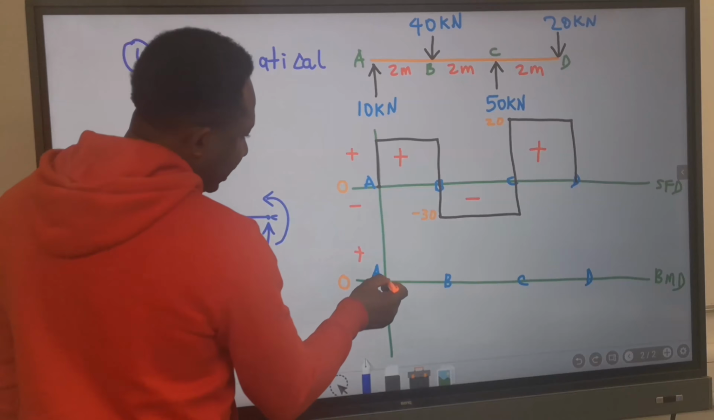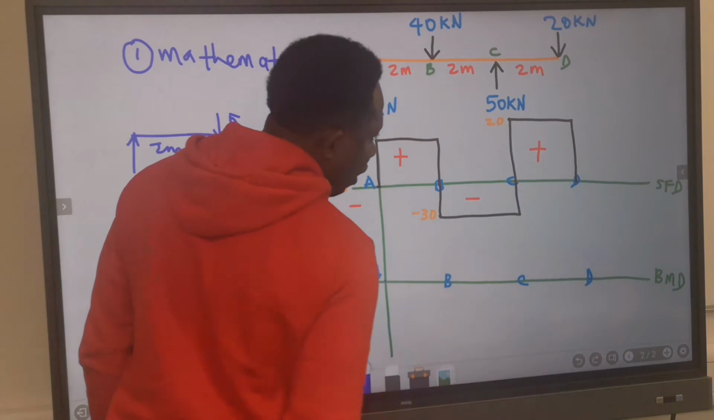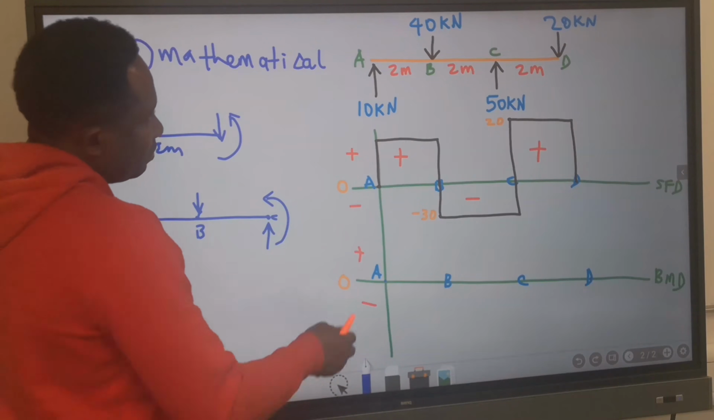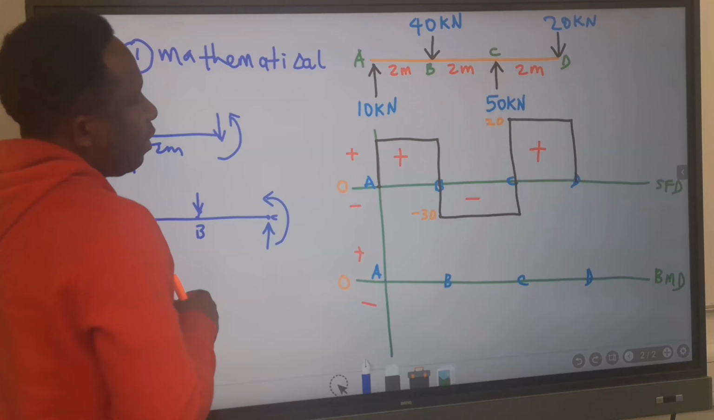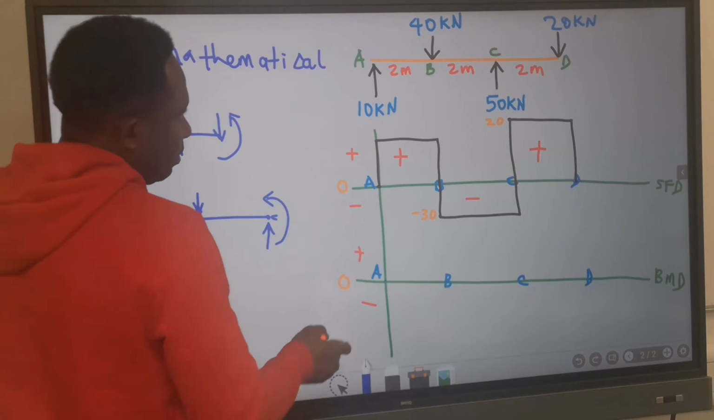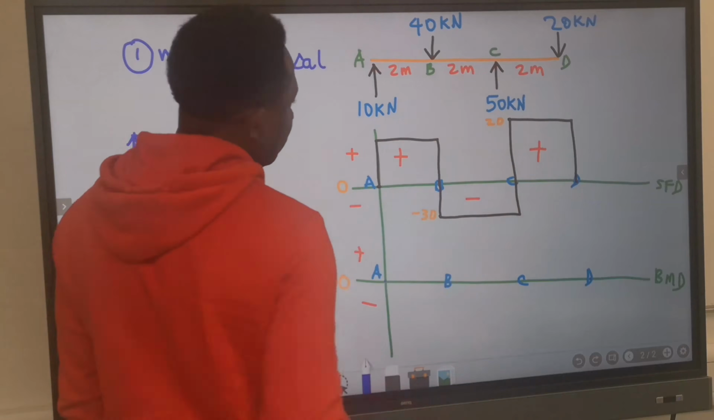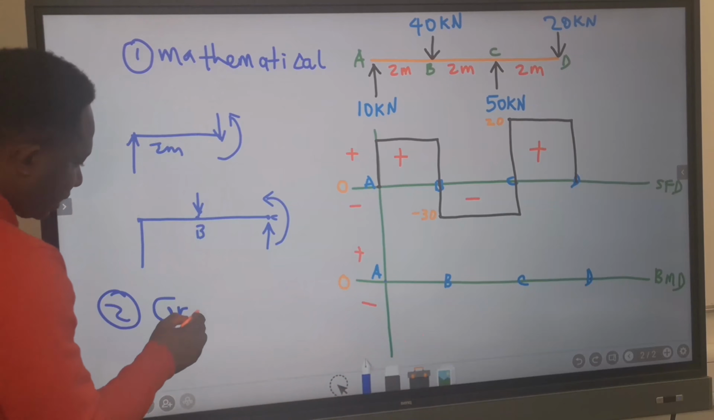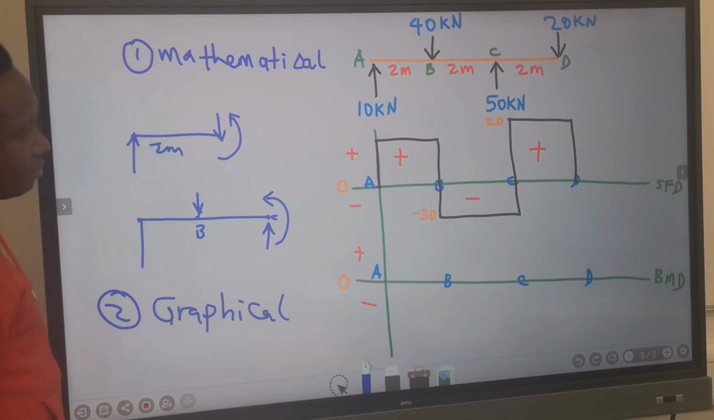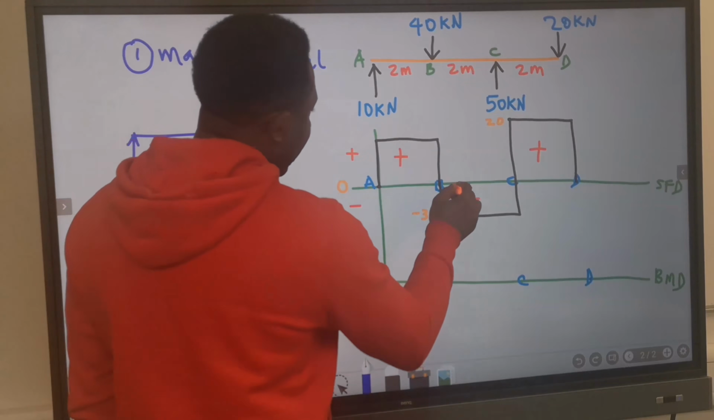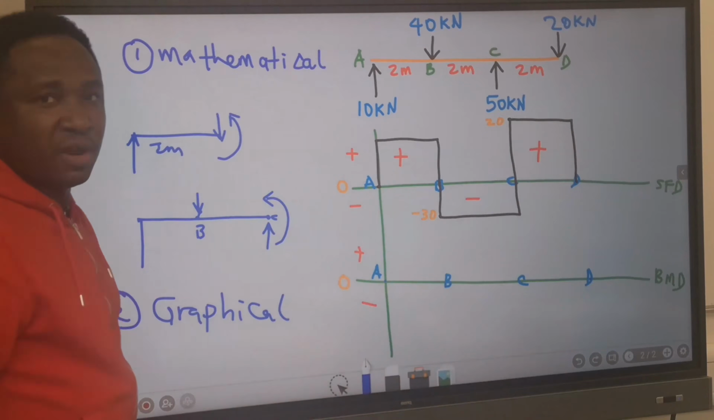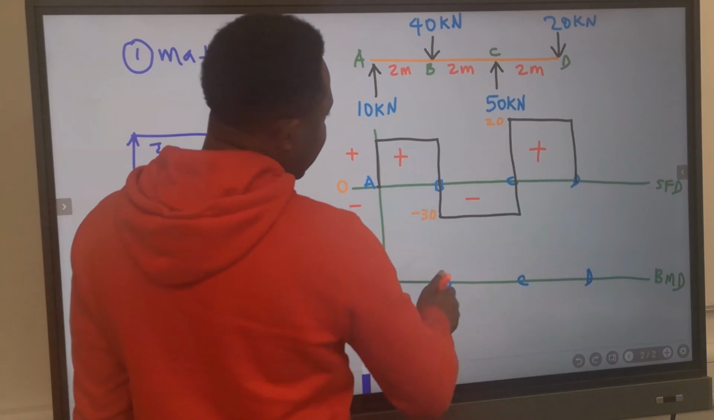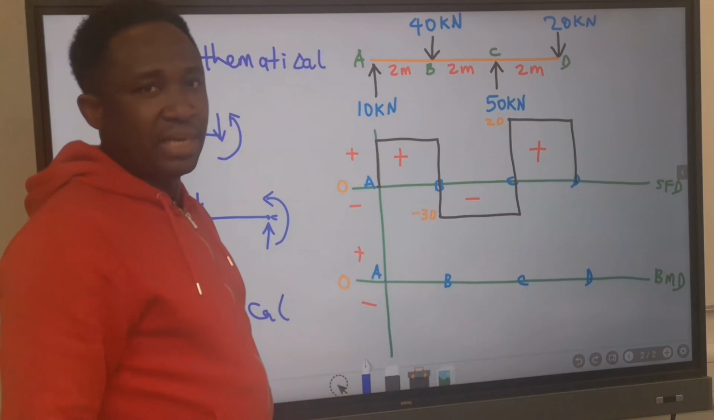Bending moment at the end of a beam is 0. Bending moment is maximum at the mid span of the beam. Shear force is maximum at the support. In this video, I'm going to use the second method, which is the graphical method. The graphical method is finding the area of the shear force. The area under the shear force will help us to get the shape of our bending moment diagram.